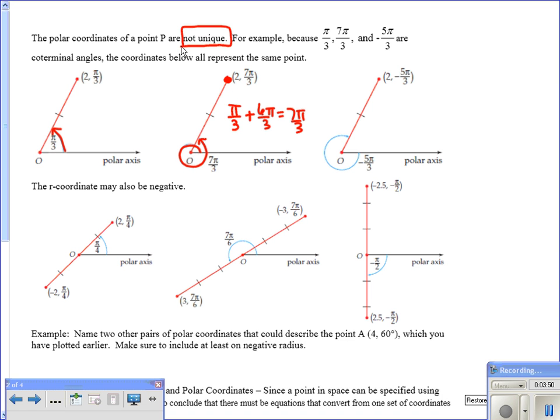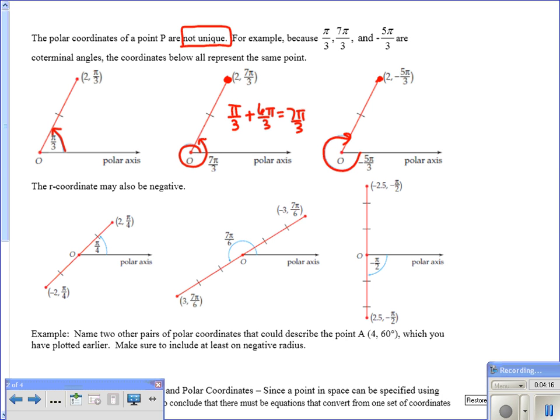I can also go in the negative direction. So if I go in the negative direction this way, negative pi over 3 is also coterminal with pi over 3. So this point can also be represented by 2 comma negative pi over 3. Now, those aren't even the only 3 different ways. There are infinitely many different ways that I can represent this point, because I can keep on going around and finding coterminal angles with these.